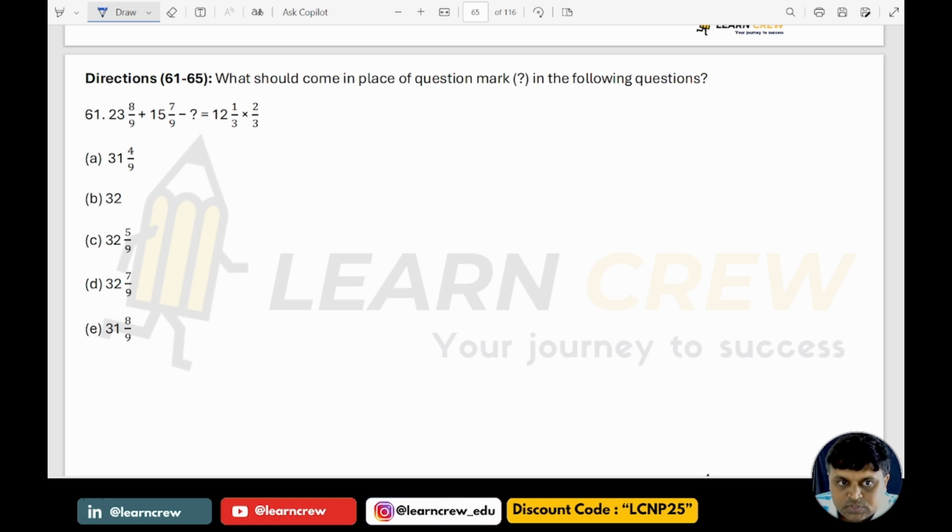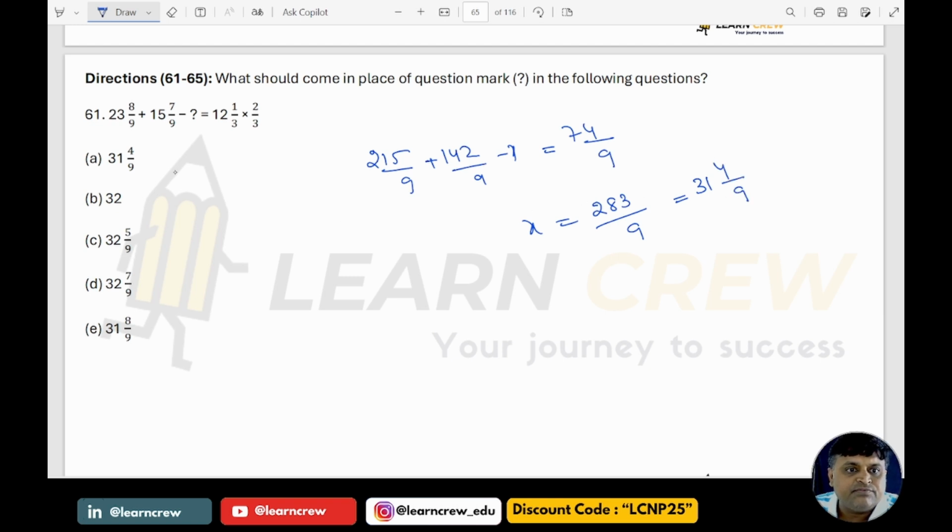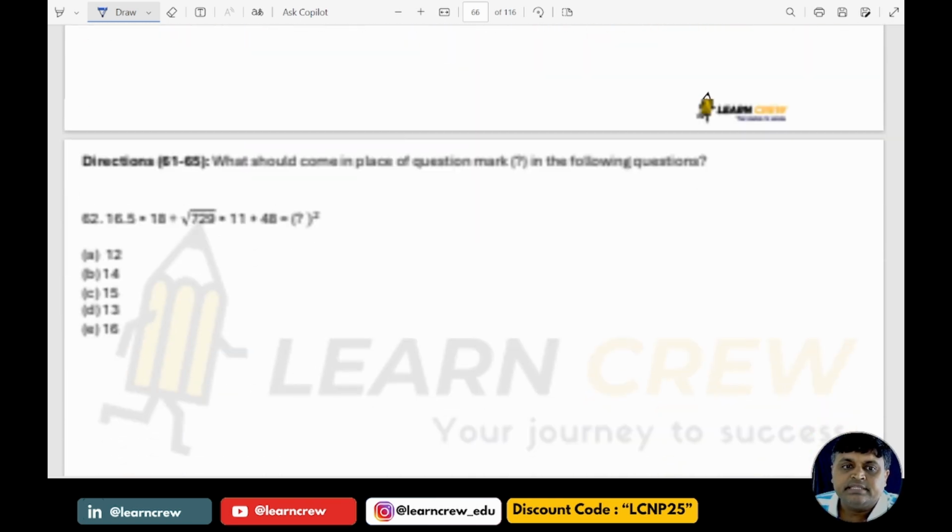Now next. 23 8 by 9 means how much here? 215 by 9. It is 142 by 9 minus x. It is 36 by 37 into 2, 74 by 9. From this, how much we get? It is 215 plus 142 minus 74, which is 283 by 9. So 31, 4 by 9. Option A is correct. Then next.